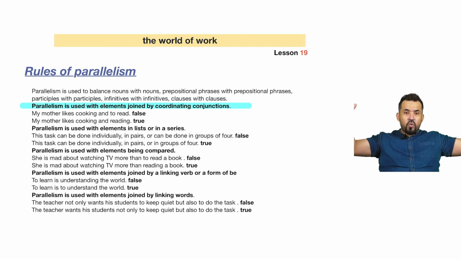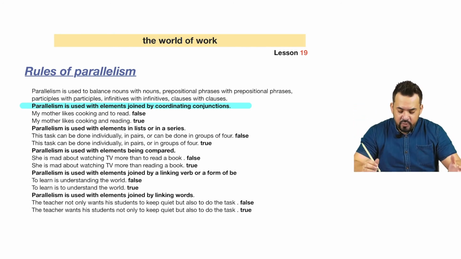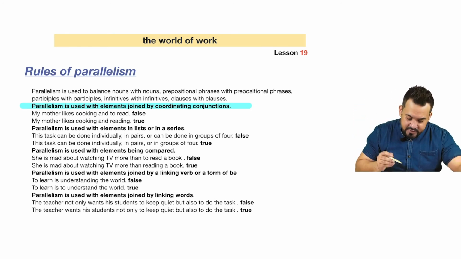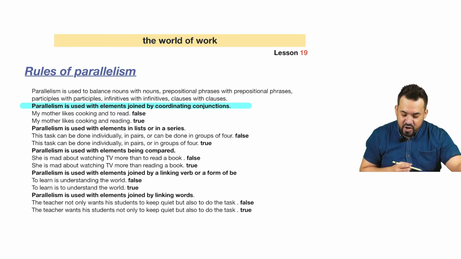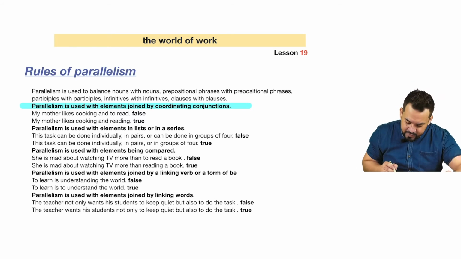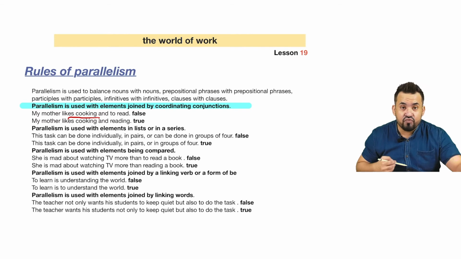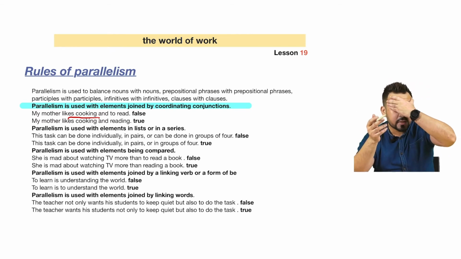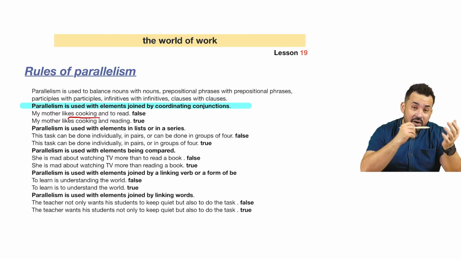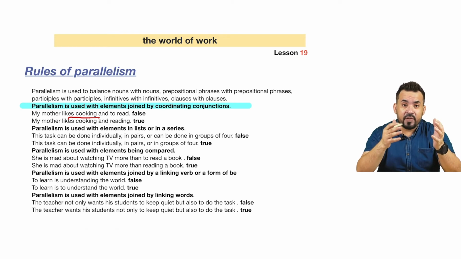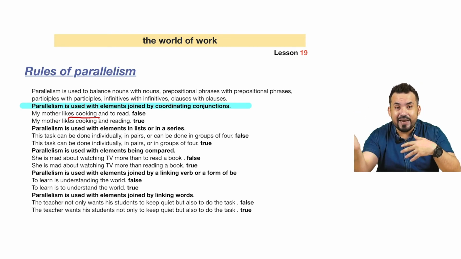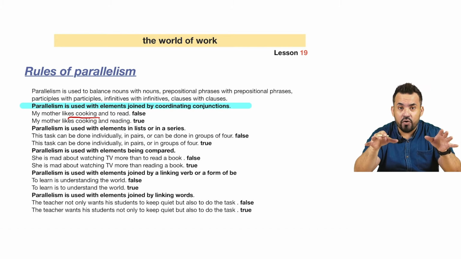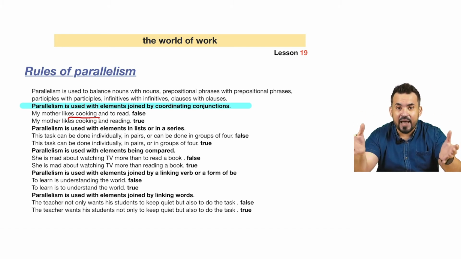They use to join the sentences. So for example, if we look at this sentence, my mother likes cooking and to read. Now cooking here is a gerund. Remember what a gerund is? We discussed this before. We said a gerund is a verb that was converted into a noun. Okay, so it's no longer a verb, it's a gerund. That means it's a noun.